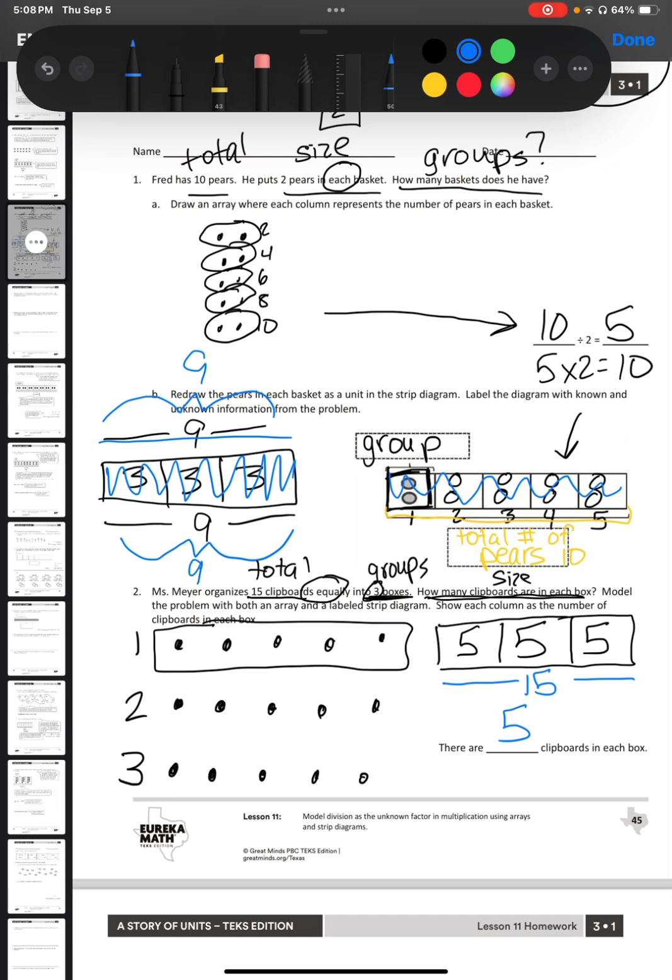So looking at this, my multiplication sentence would be 3 groups of 5 equals 15. A division sentence would be 15 divided by 3 groups equals 5.